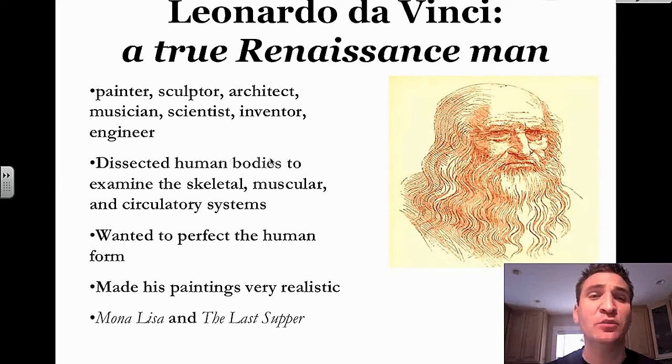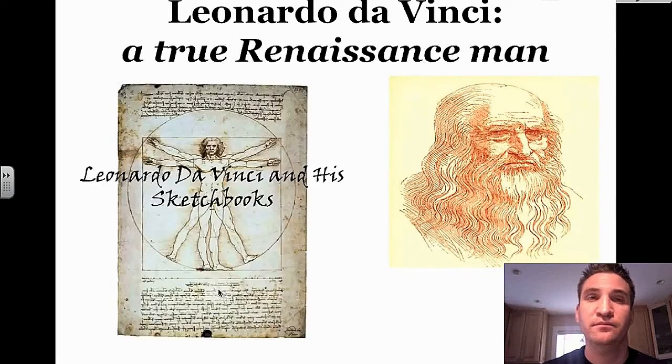He dissected human bodies to examine the skeletal, muscular, and circulatory systems. In short, he wanted to perfect the human form in art, and he made his paintings very realistic. And the Mona Lisa and the Last Supper show his ideas. We know a lot about Leonardo da Vinci because of his sketchbooks. He maintained many very creative sketchbooks.